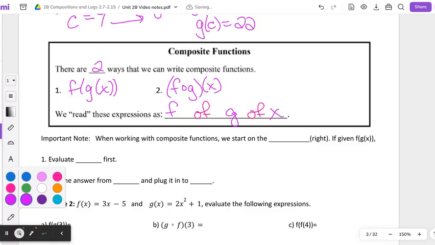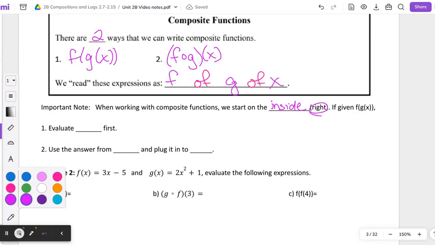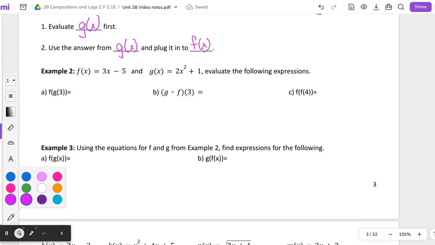Okay, when you work with composites, you start on the inside, or the far right. So if you're given f of g of x, we're going to start with g of x, and then use the answer from g of x and plug it into f.